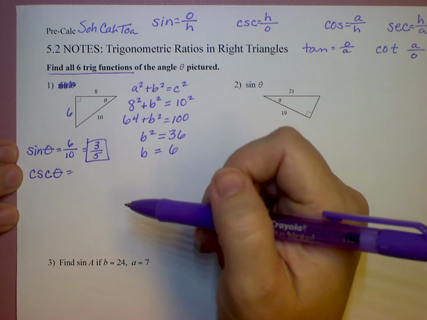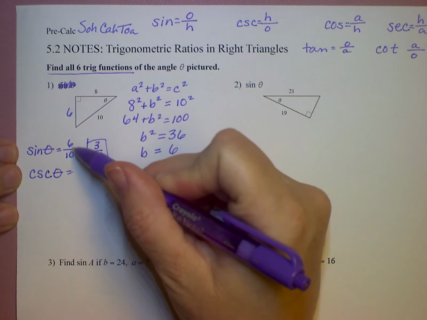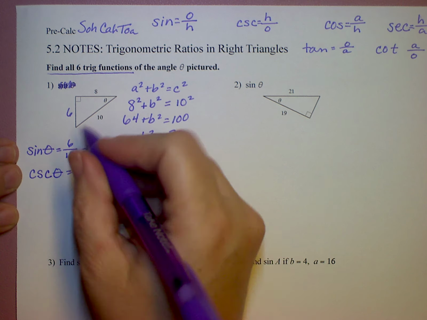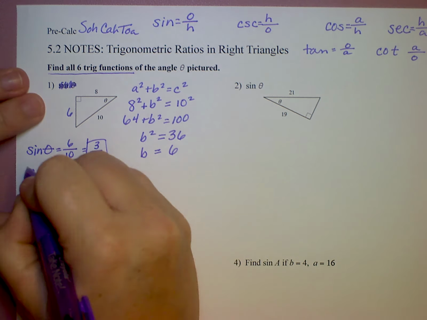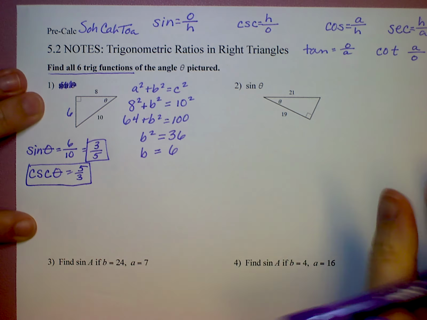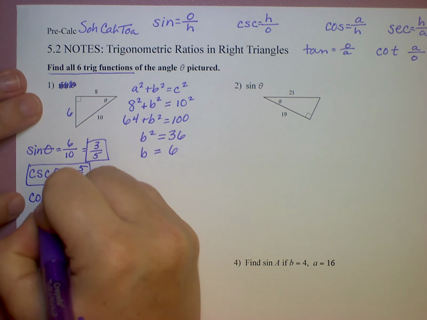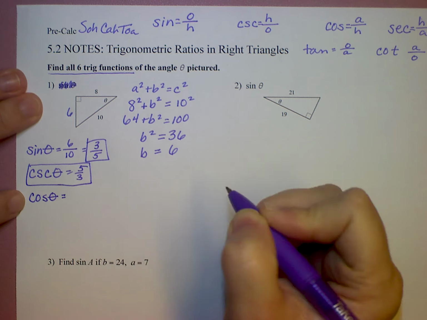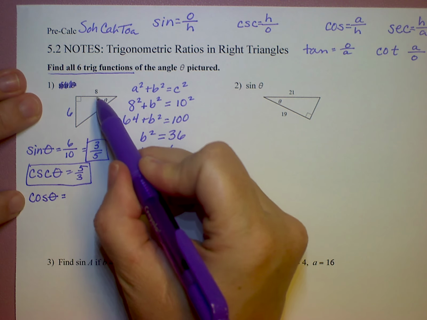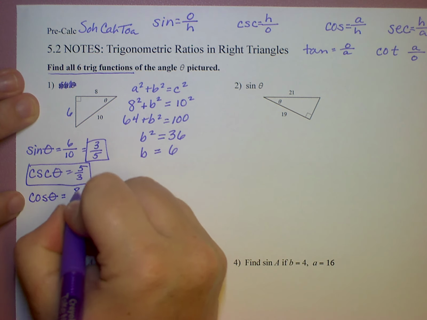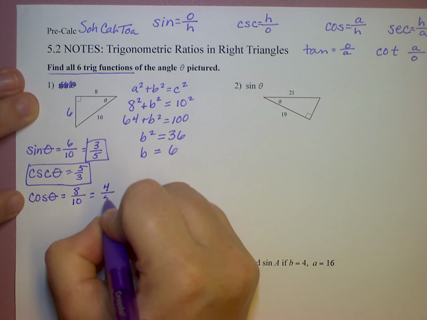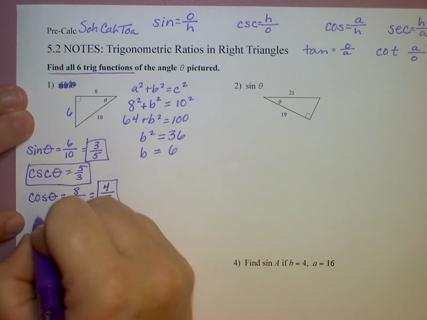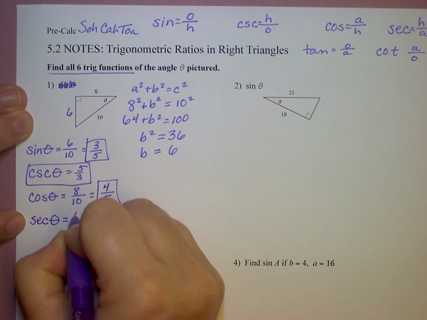It doesn't matter, but if you flip this one and make it 10 over 6, you're still going to have to reduce it, and it's going to become 5 over 3 anyways, right? So let's just go right there. So sine theta is 3/5, cosecant is 5/3. What is cosine theta? Adjacent over hypotenuse, so 8 over 10. That reduces to 4 over 5. And the reciprocal of cosine is secant theta, which will be 5 over 4.